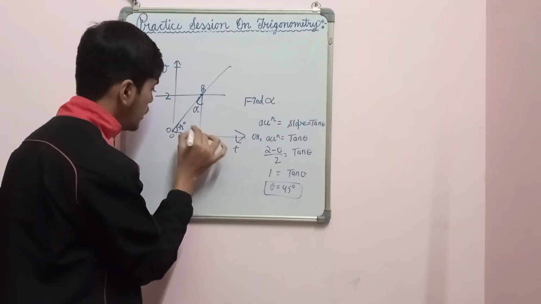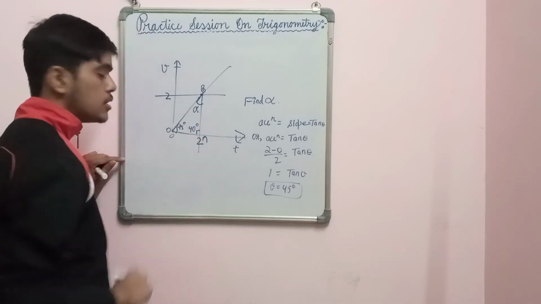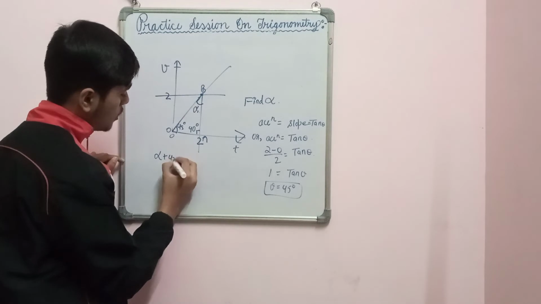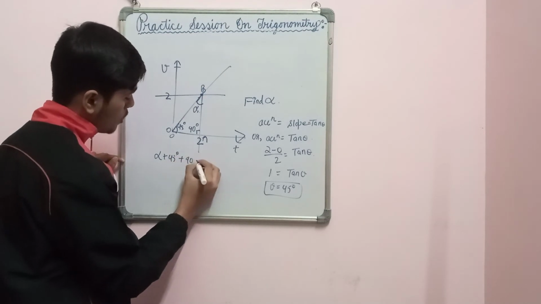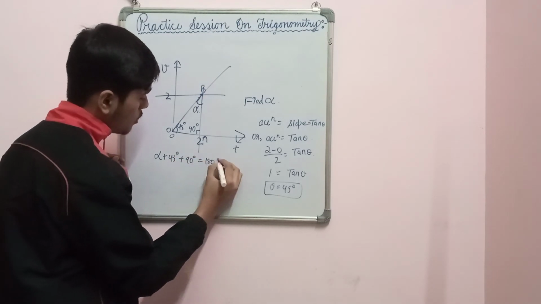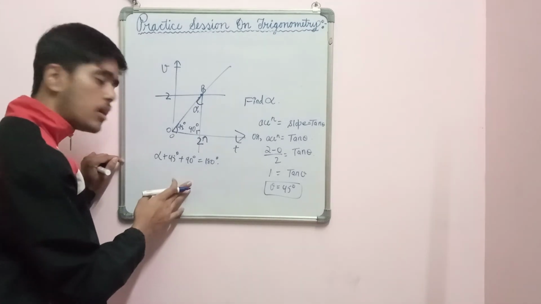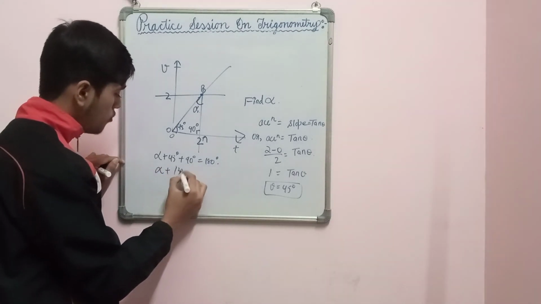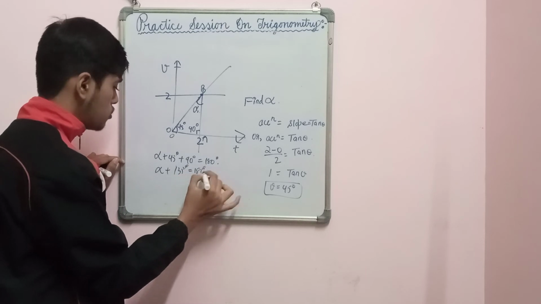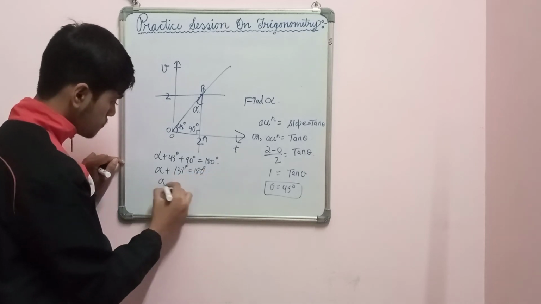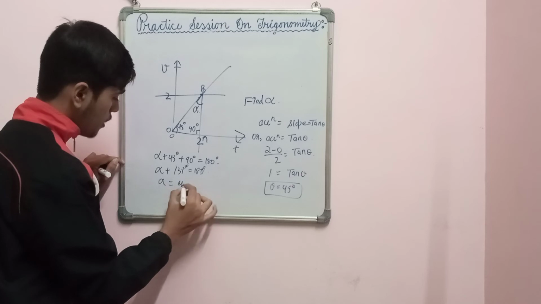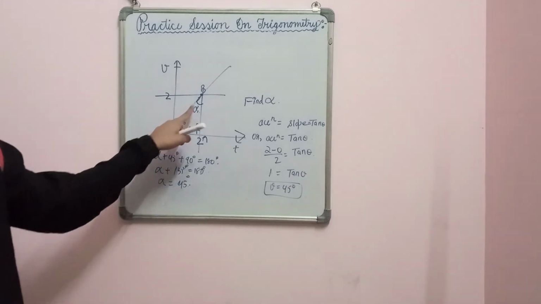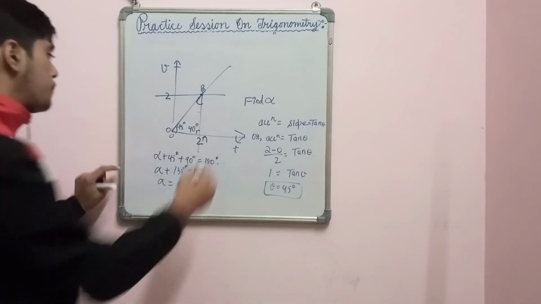This theta is 45 degrees. This is 90. Now you can easily find alpha by the angle sum property of a triangle. So alpha plus 45 degrees plus 90 degrees is equal to 180. This is the angle sum property of a triangle. So this becomes alpha plus 135 degrees equals 180. So we'll get 45 degrees. So what is the value of alpha? It also comes out to be 45 degrees.